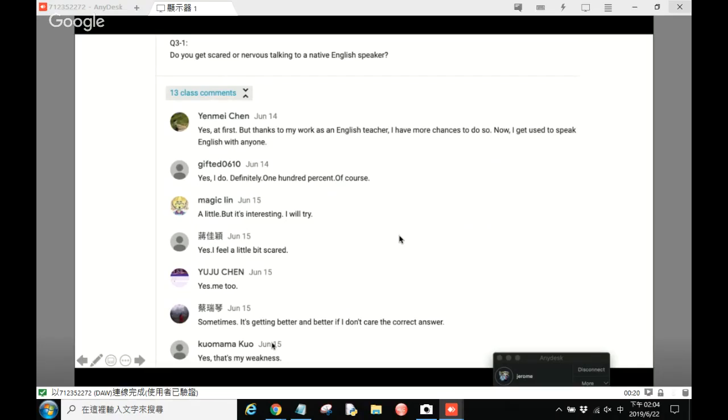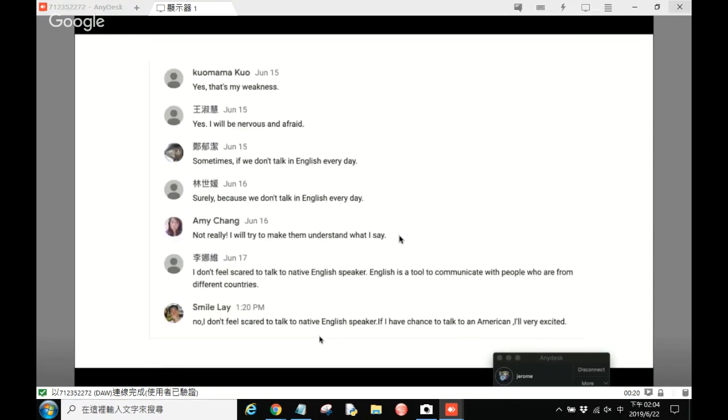I myself, when I speak Chinese, sometimes I get a little bit nervous with people if I don't know them, depending on the situation. So it's quite normal. So that's the first group of people. Here's the next group.